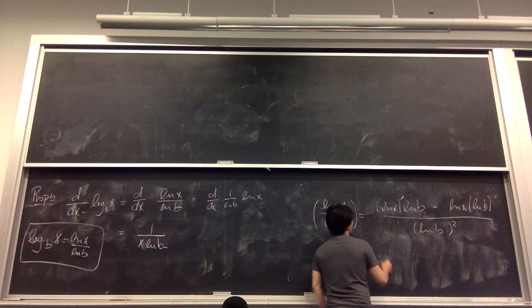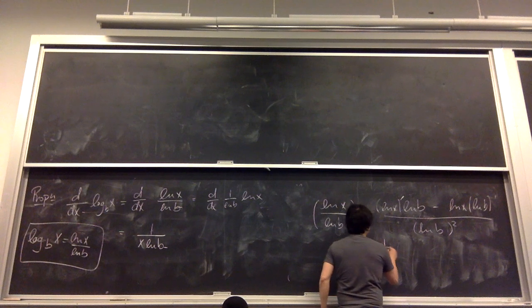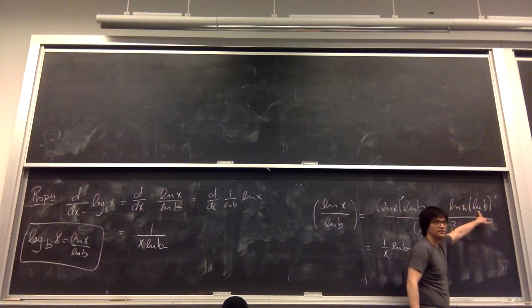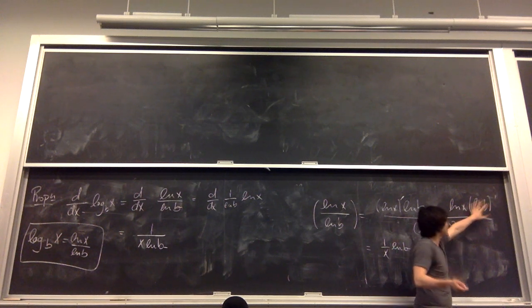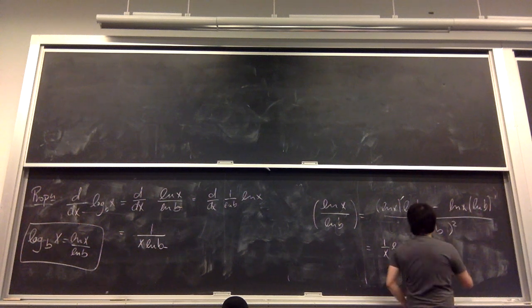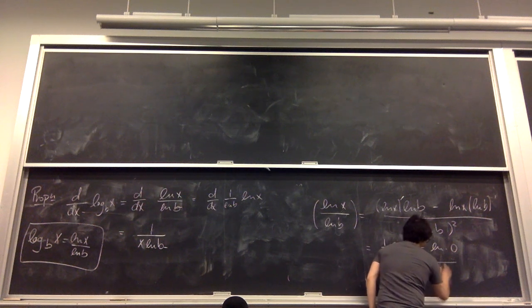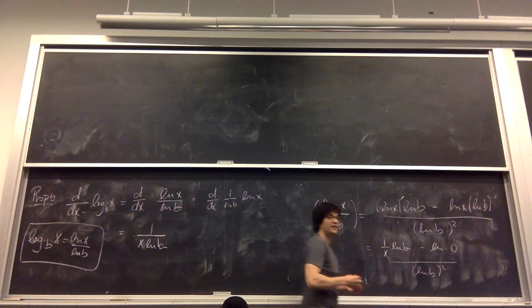Okay, so this is 1 over x ln b. What's the derivative of ln b? 0. It's not 1 over b. That was on your exam, wasn't it? Or your practice. This is just a number. A derivative of a number is 0. So you get minus ln x times 0 over ln b squared. And then that will cancel with this.